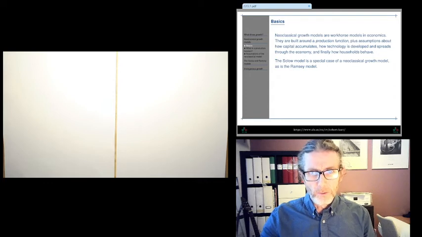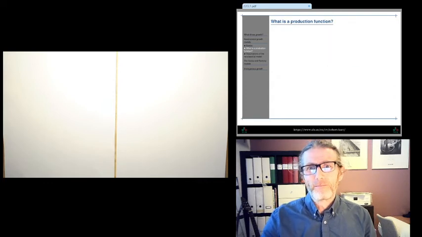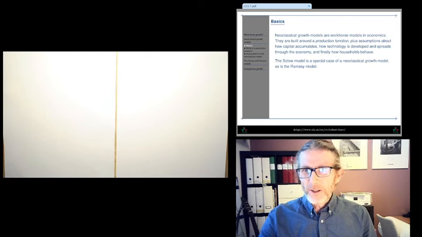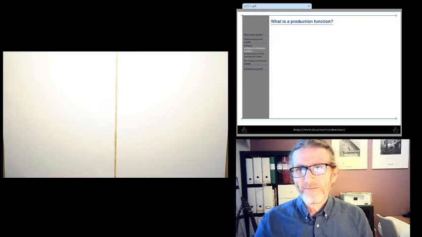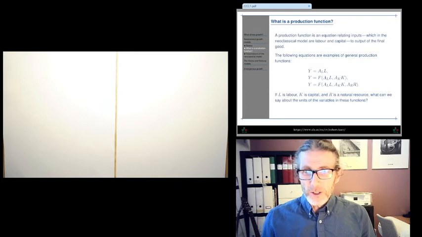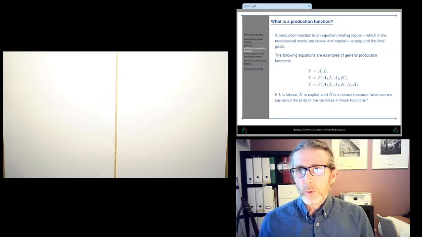We're going to start with a production function. Neoclassical models are built around a production function. But what is a production function? A production function is an equation relating inputs, which in a basic neoclassical model are labor and capital, to the output of the final good.